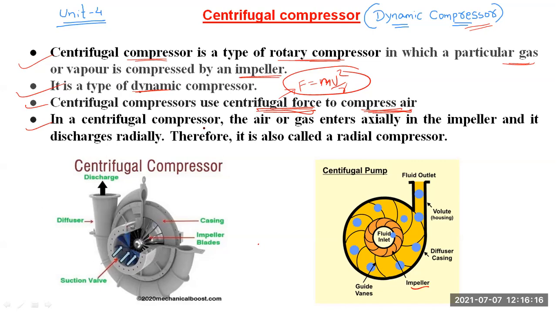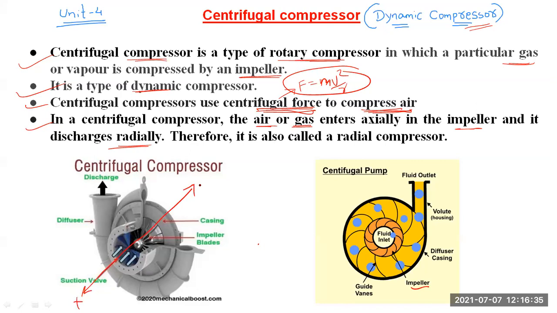In a centrifugal compressor, the air or gas enters axially in the impeller and it discharges radially. You can see which is the axis. Suppose this is the axis, the axis of the compressor.